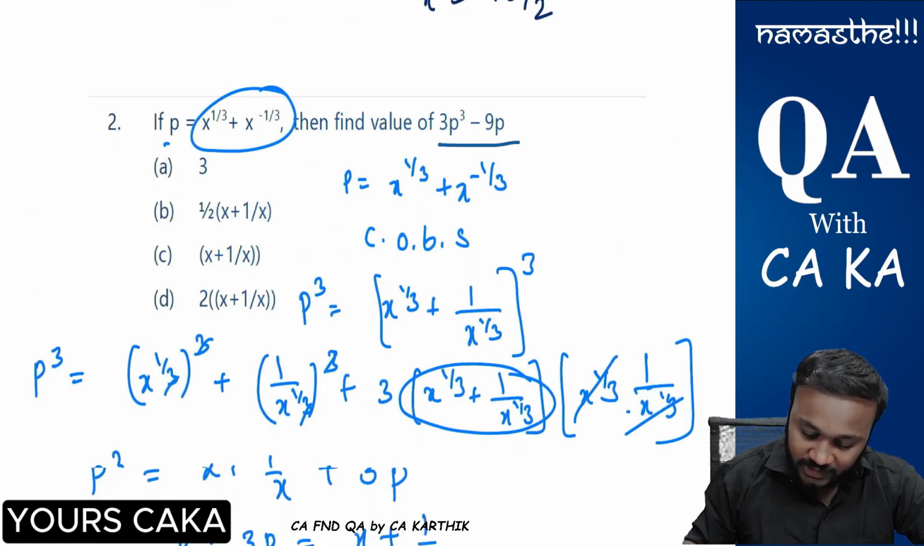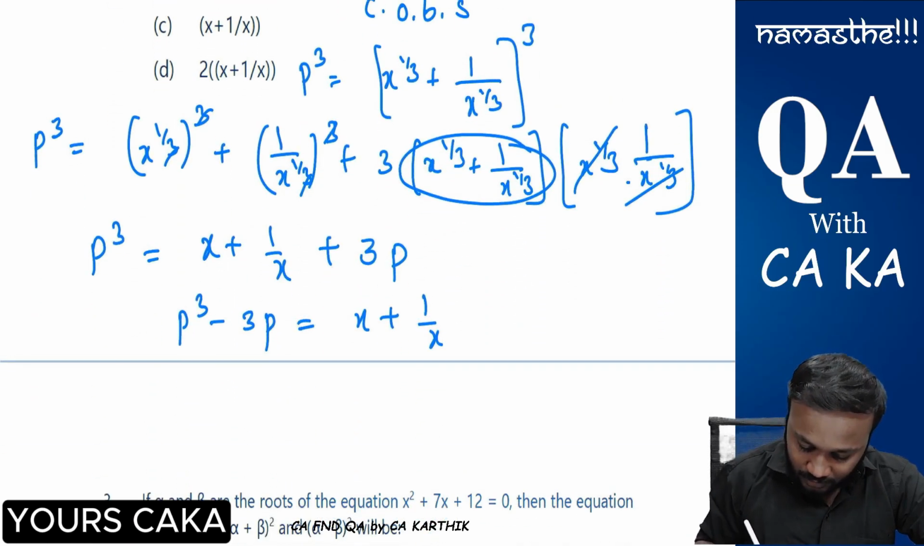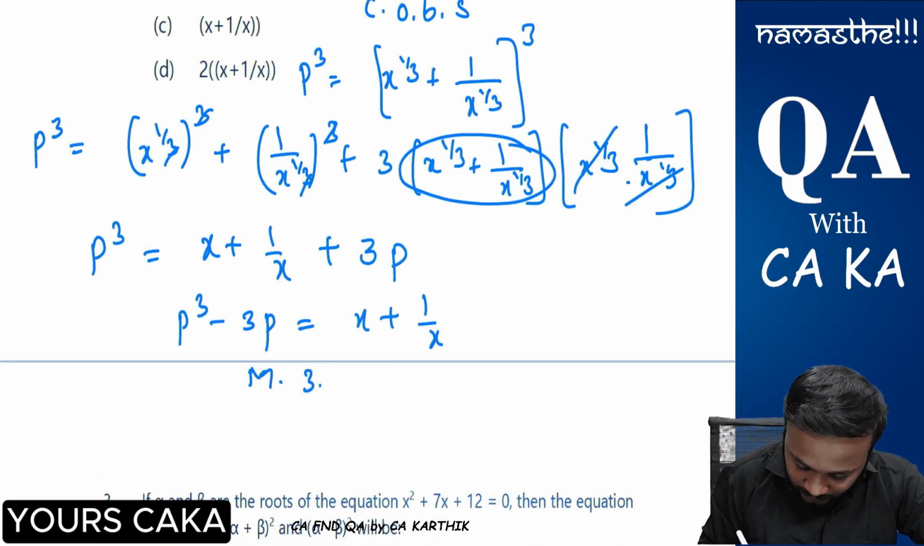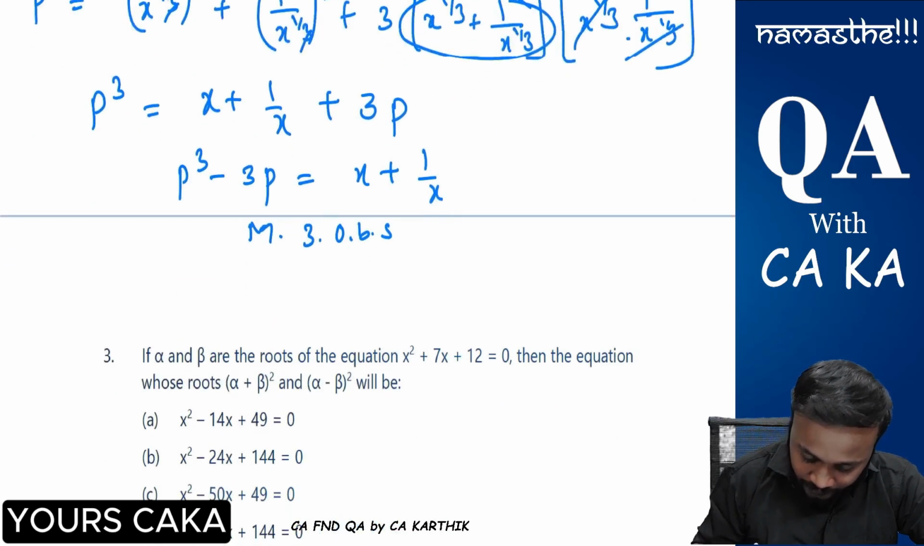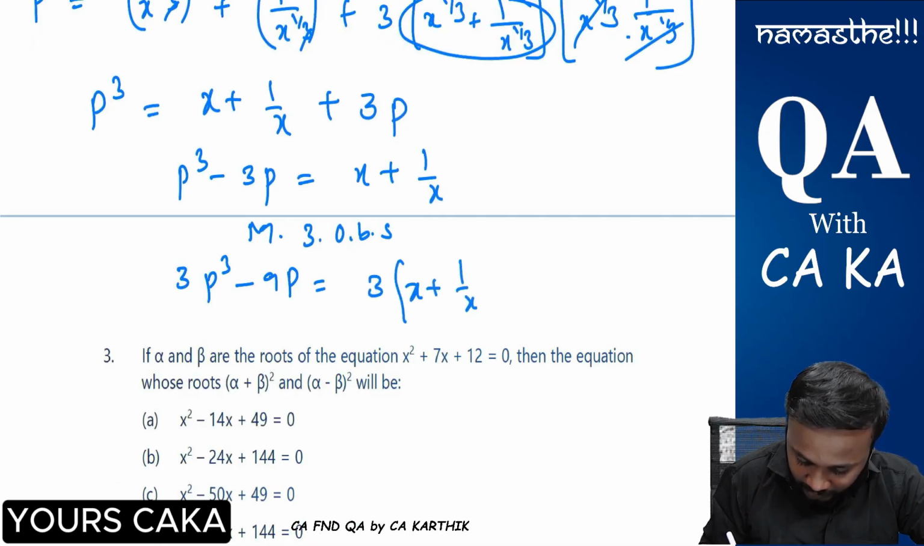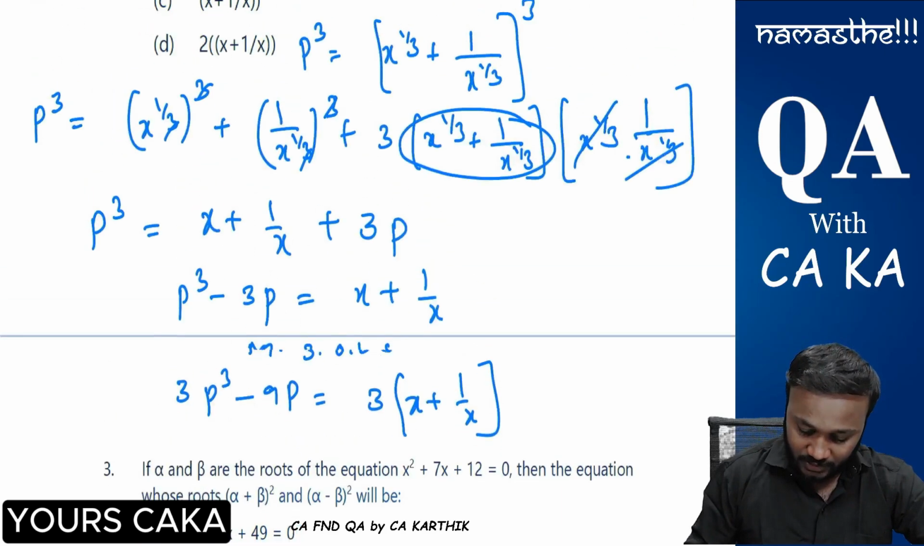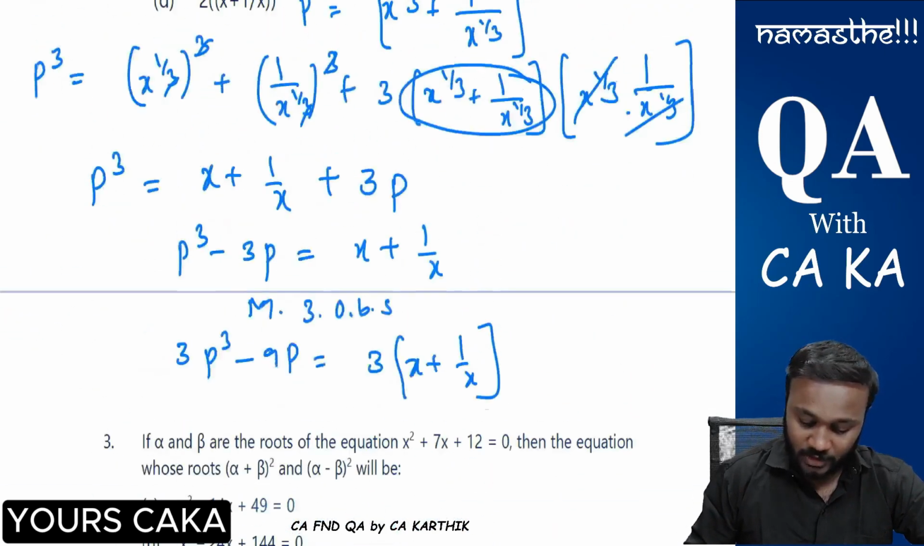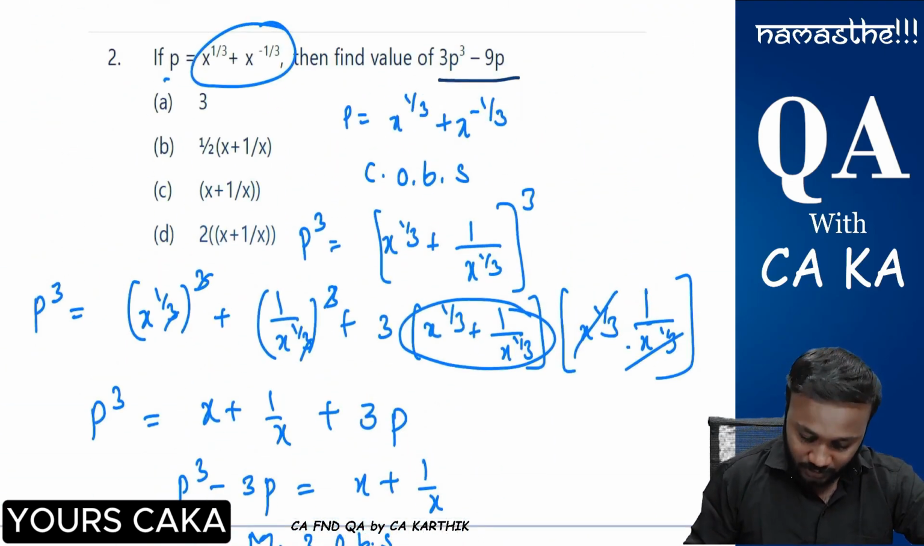Now what is the requirement? 3p cube minus 9p. So multiply 3 on both sides. So it will be 3p cube minus 9p is equal to 3 into x plus 1 by x. This is your final answer. So 3p cube minus 9p is equal to 3 into x plus 1 by x.